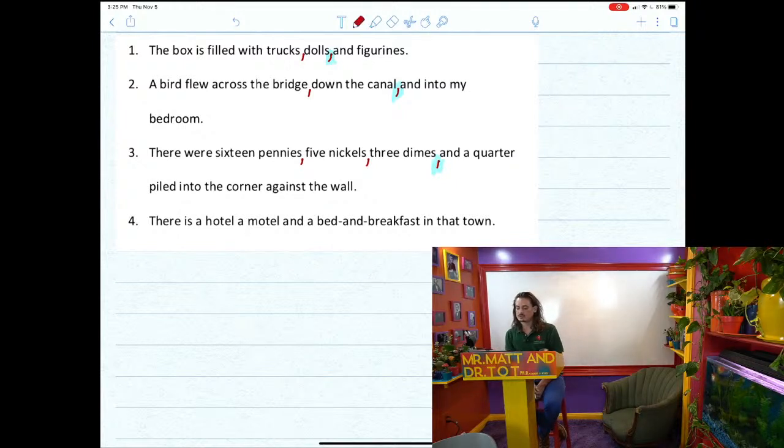And last one, there is a hotel, a motel, and a bed and breakfast in that town. So there is a hotel, comma, motel, comma, and a bed and breakfast in that town.